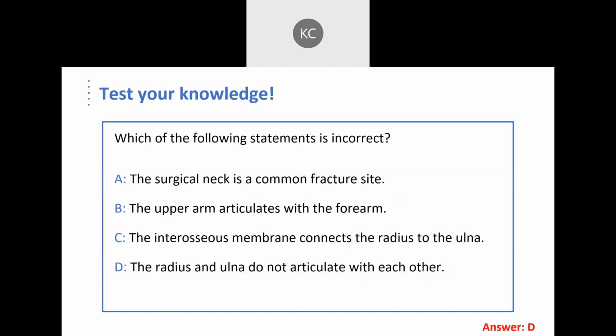So the correct answer is D, right? The radius and the ulna do not articulate with each other. That is an incorrect statement. They very much do articulate with each other. They articulate both proximally and distally, at the proximal radial ulnar joint as well as the distal radial ulnar joint. Whenever we do our articulations lecture in chapter 7, we will look at the type of joint that we find between the radius and the ulna.